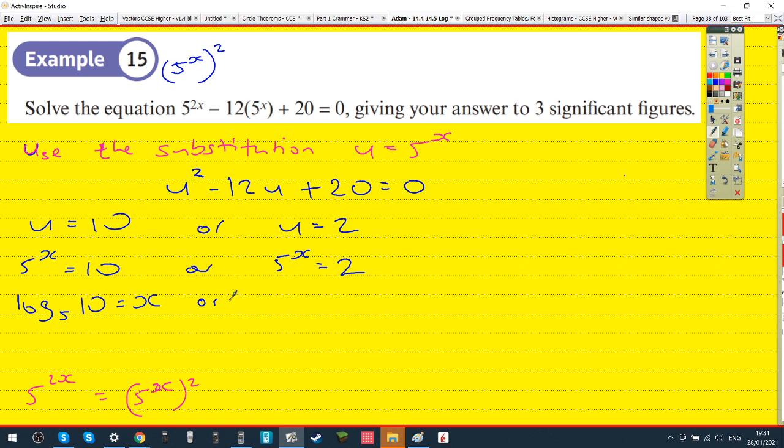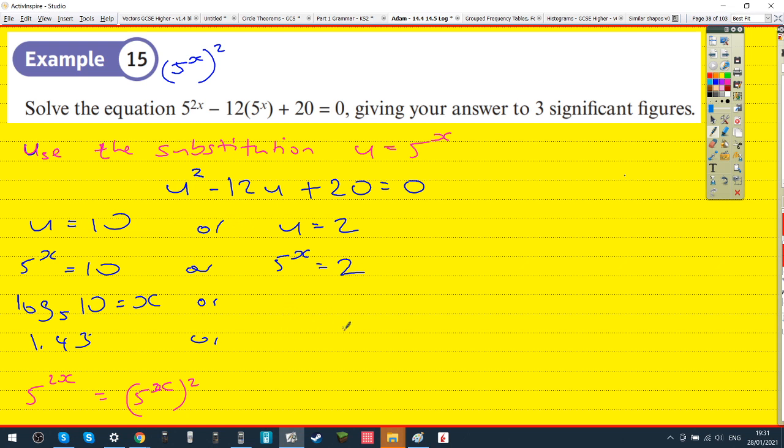Which is 1.430 and a bunch of numbers. Well, it would be 1.431 if it was just 3 decimal places. 1.43, three digits, 3 significant figures. Yeah, okay. And next one.